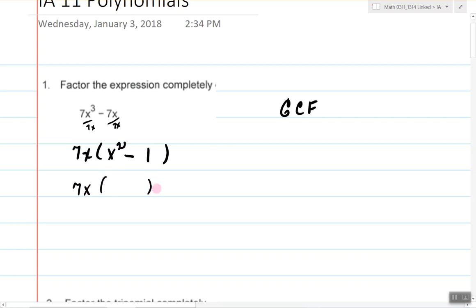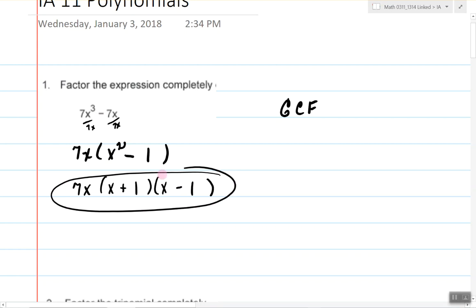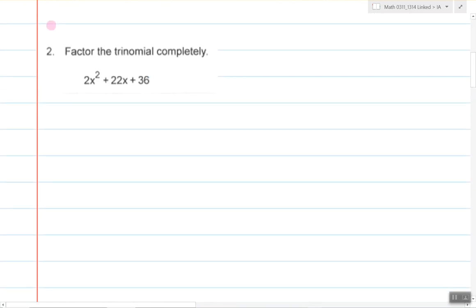And then, working just on the binomial part, 1 plus, 1 minus, x plus 1, x minus 1. All of this is your factorization for the original polynomial. All right. So the 2 factoring techniques I used: first, GCF, second, difference of squares. Let's see what number 2 holds for us.